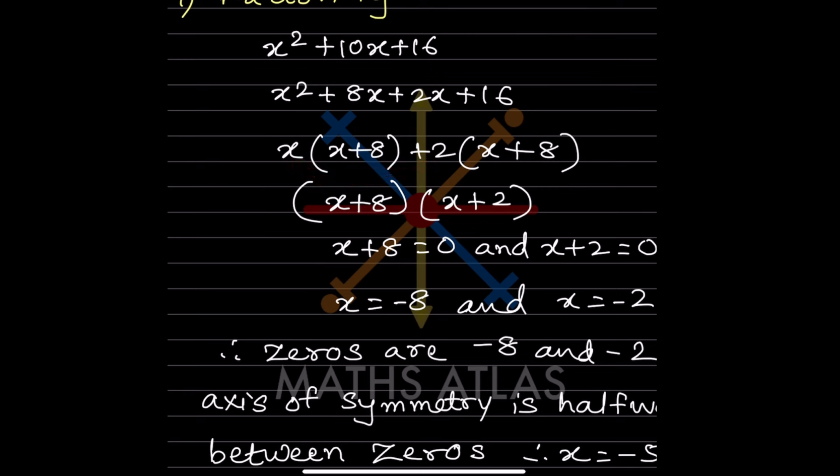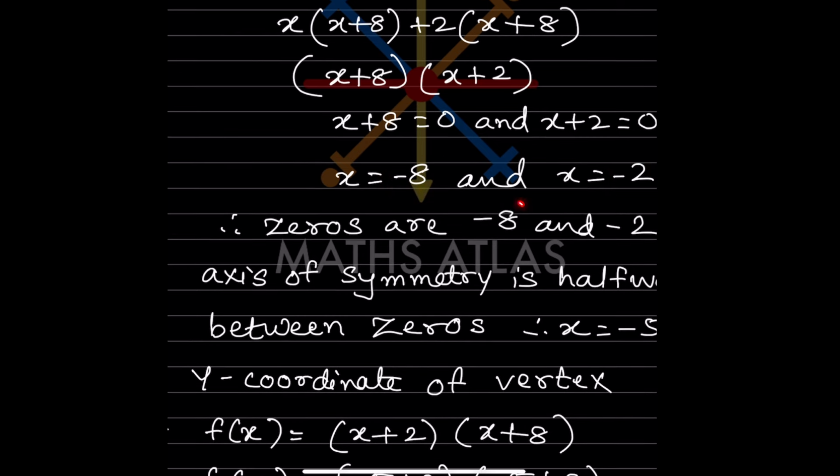So now either x plus 8 is going to be 0, or x plus 2 is going to be 0. When you rearrange, you bring it to the other side. So x is going to be minus 8 and here x is going to be minus 2. Whatever values you got for x are called the zeros. So we can say the zeros are minus 8 and minus 2.